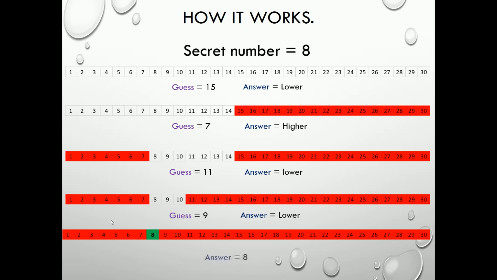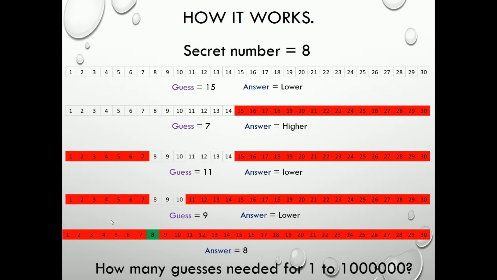to 30. So how many guesses do you think that it would take to do 1,000,000? Right? Now, the answer is quite surprising. A lot of people think it's 100,000, 5,000, 10,000 I've heard from some people. The actual answer for this is 20.